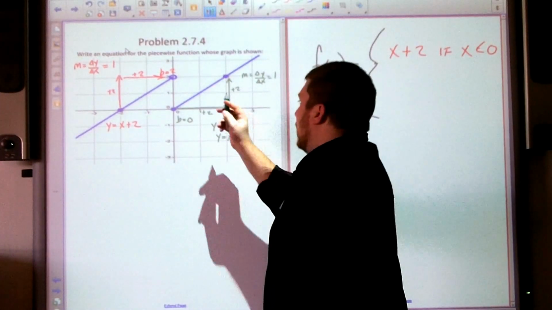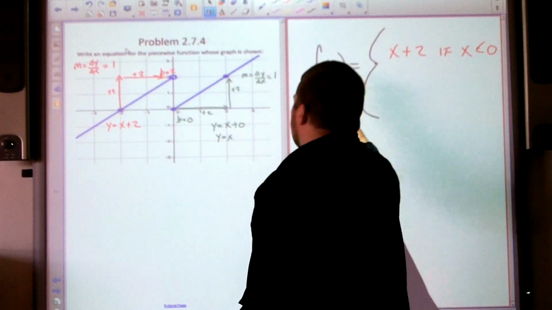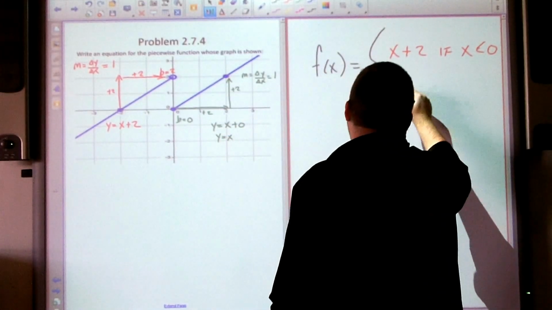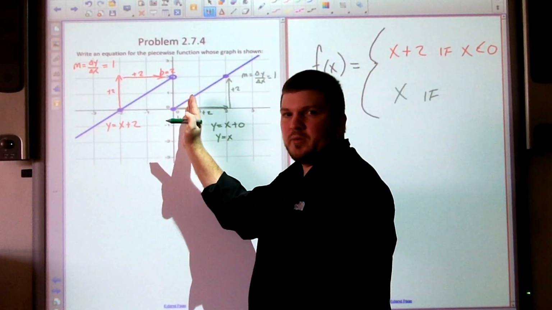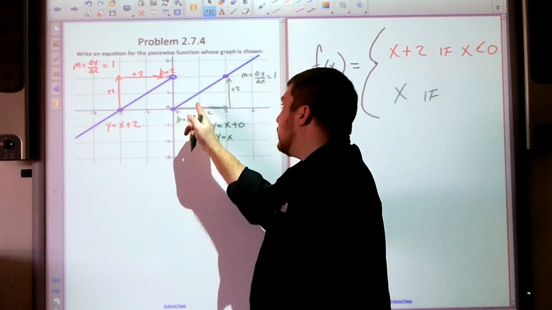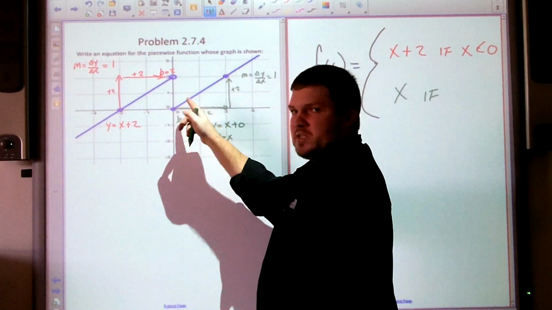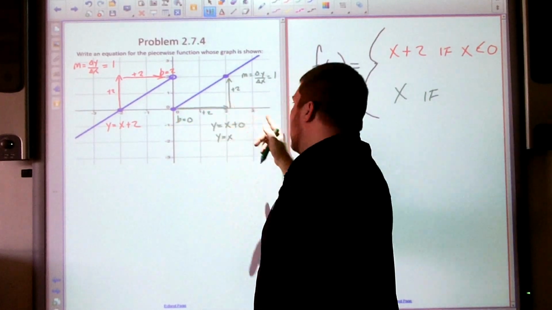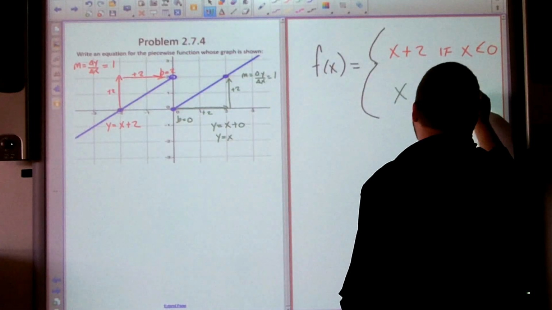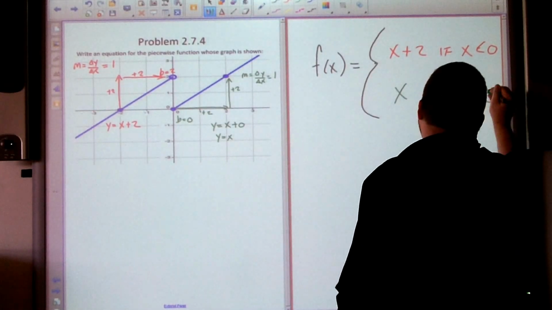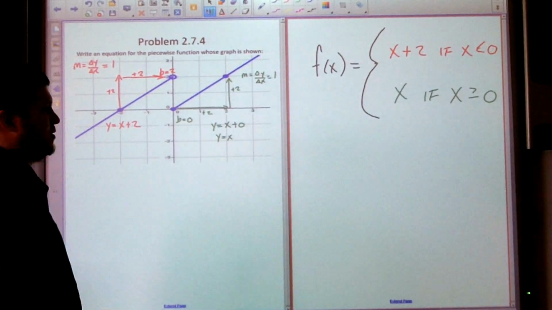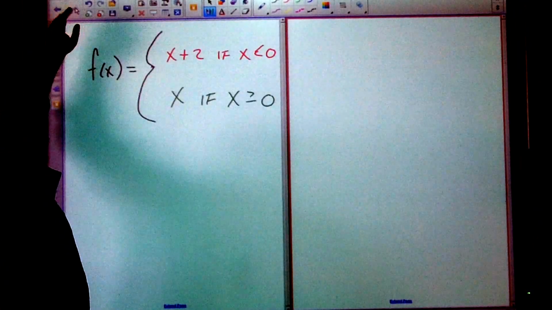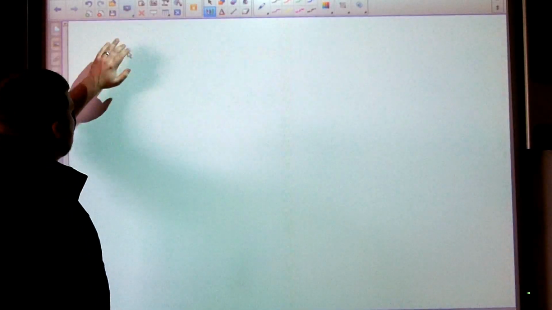Now we go to the other part. y equals this line, y equals x, if, now we need to put our restrictions using the domain. Okay, so we go from 0, 0 is included in the domain, and we go all the way on, so x is greater than or equal to 0. And that's it, that's our answer. That's how we write the equation of the piecewise function. Okay, and we want to go back to single page, sorry about that. And that's it for piecewise functions.